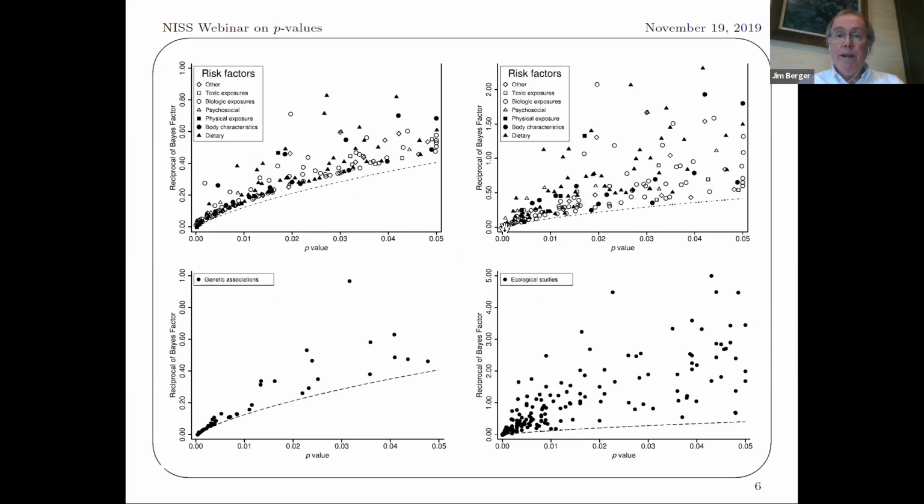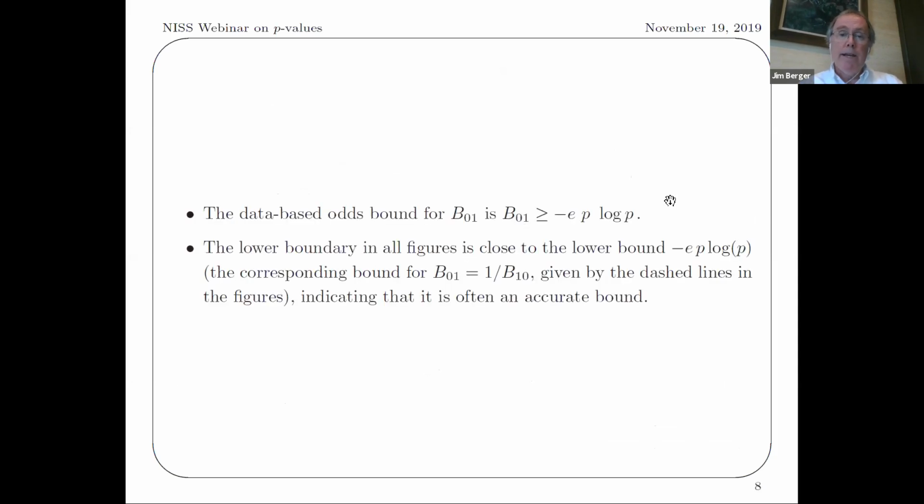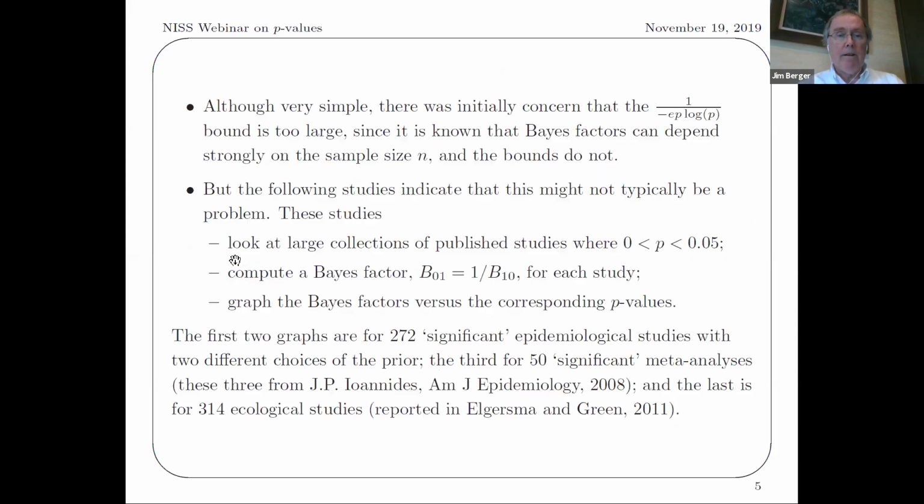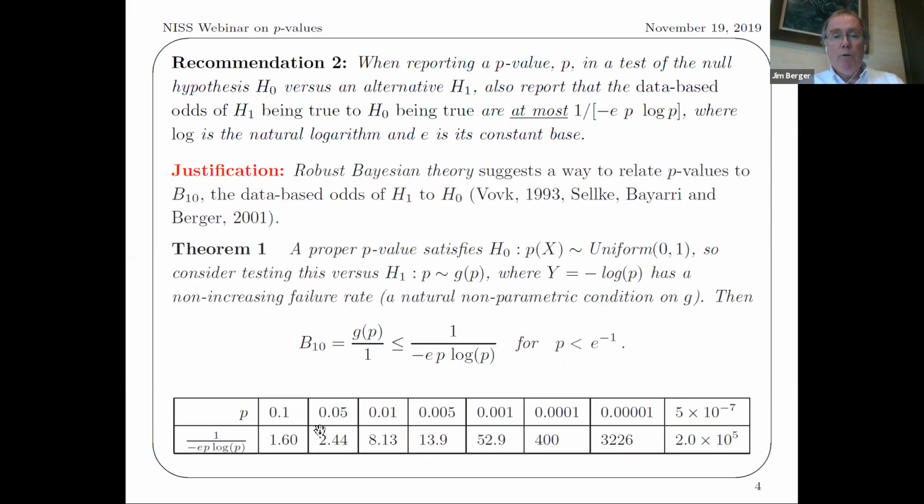And in all four of the other figures, you see again the minus e p log p. Here, again, a lot of them are very close to it. These two, not so much. But nevertheless, the bound is a useful bound and considerably improves over just reporting the p-value. So now where does recommendation 1 come from? Replacing 0.05 by 0.005. Well, from that table, the table right before it, 0.05 had a bound of 2.44 for the posterior odds. 0.005 had a bound of 13.9.